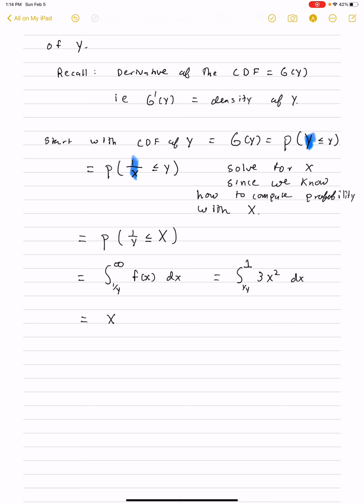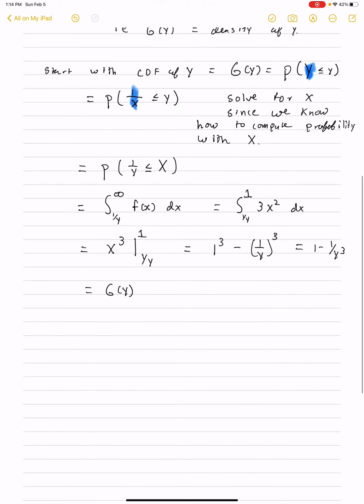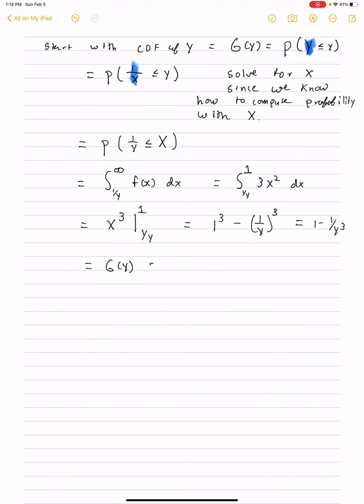That is going to be x cubed evaluated at 1 over y and 1. This will give me 1 cubed minus 1 over y cubed. And that is the same as 1 minus 1 over y cubed. And that is the cumulative, g of y. Now, this problem asks me not for the cumulative, but it asked me for the density. So the density of y, that is the derivative. So I'll just take the derivative of this.